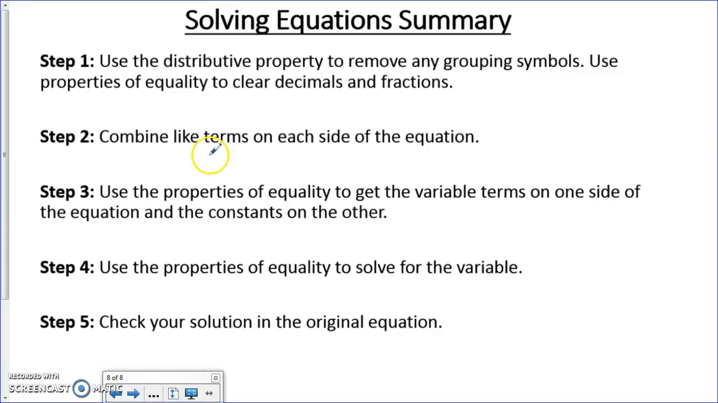Step 2, combine like terms on each side of the equation. Remember to draw your vertical line down that equal sign so you are balancing it out. Step 3, use the properties of equality to get the variable terms on one side of the equation and the constants on the other. Remember, letters on the left and numbers on the right. And step 4, use the properties of equality to solve for the variable. Once you get your solution, you can always check your solution in the original equation by substituting it back in.